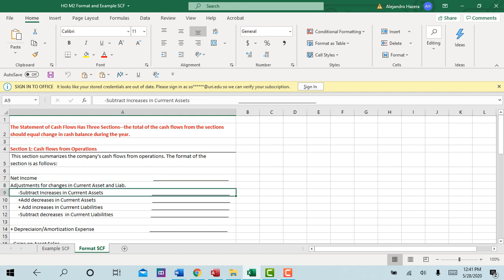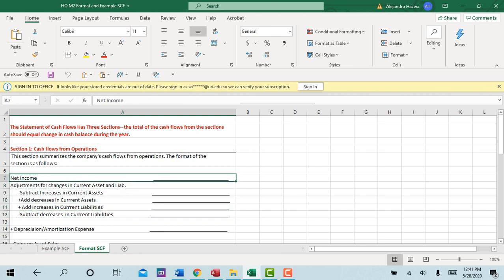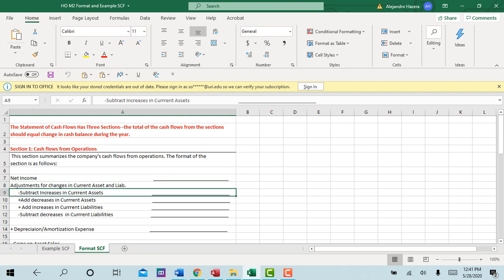Now the next four rules are what I gave you in the lecture. After putting in net income, we're going to have to adjust net income for short-term transactions involving current assets and current liabilities, which had a different effect on net income than on cash. This basically converts your accrual basis net income to cash basis net income.